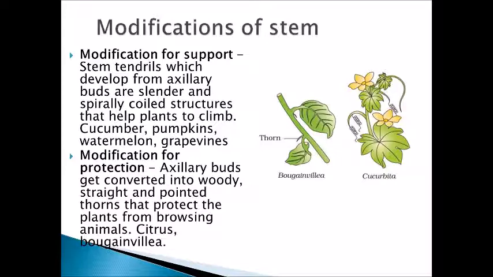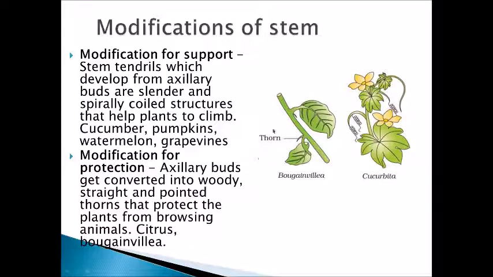The next is modification for protection. Again, axillary buds get converted into woody, straight and pointed thorns that protect the plant from browsing animals. The examples are citrus, bougainvillea.